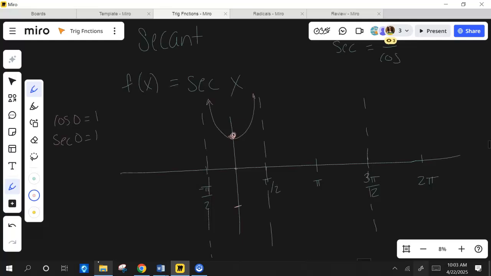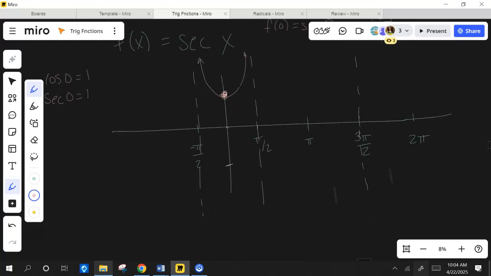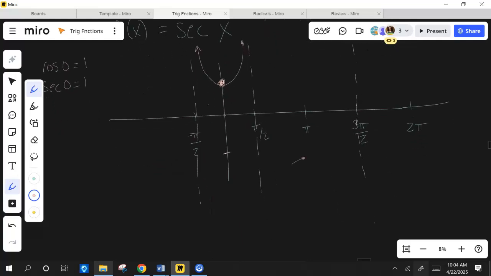So this is 0, right? So if I plug 0 in, what I'm asking is, what is f of 0? What is the secant of 0? So go to 0. The cosine of 0 is what? 1. Flip that over. 1. How about at pi? Negative 1. And now I've got enough to pick up this pattern.